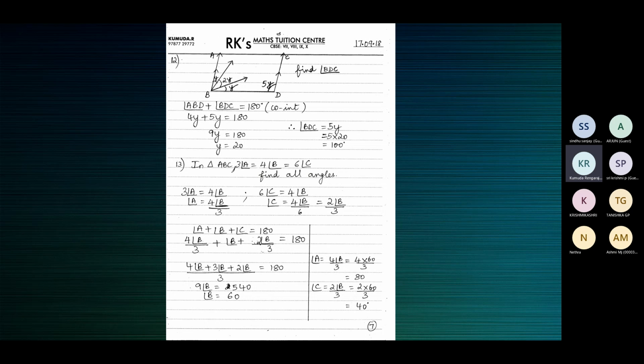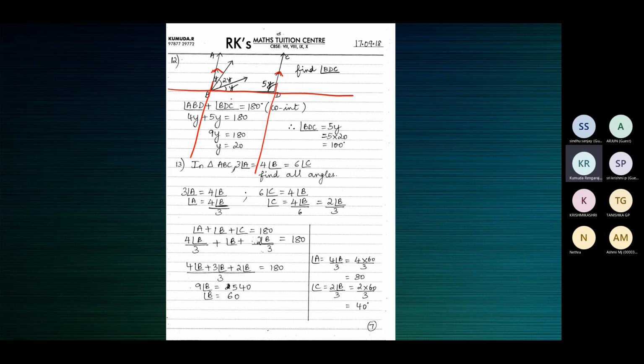So here, children, again, parallel lines you can see here. So produce a transversal. BD is a transversal. Produce it.